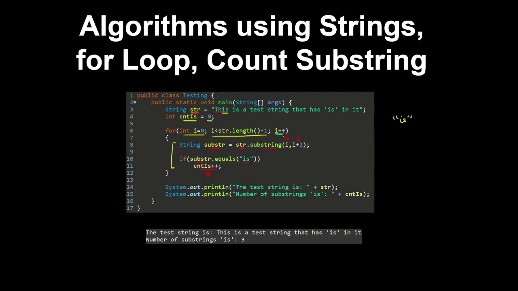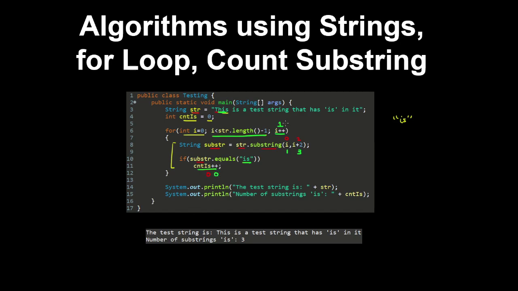And then i is incremented to 1, and this expression here is checked again. So i, which is 1, is less than the length of the string minus 1. So we take another substring from index 1 to index 1 plus 2, which is 3, minus 1. So the next string is taken from index 1 to 2, which is "hi". And again, "hi" is not equal to "is", so the counter is not incremented and stays at 0.